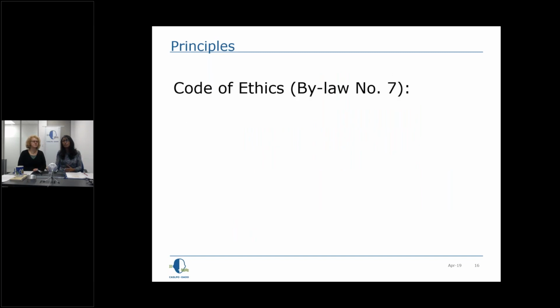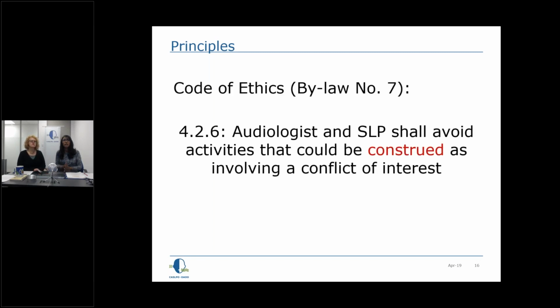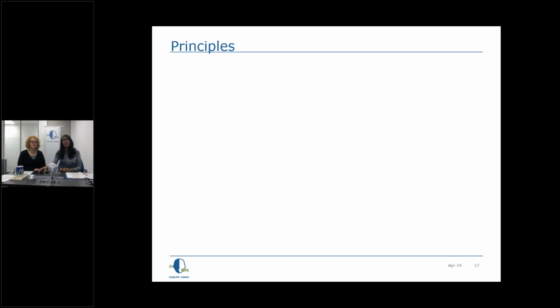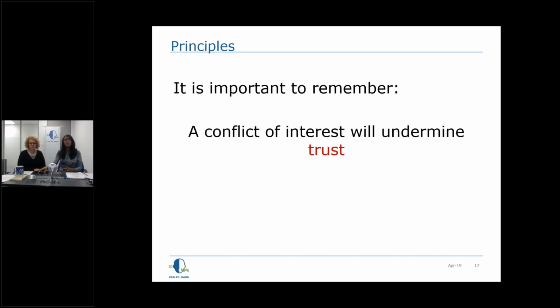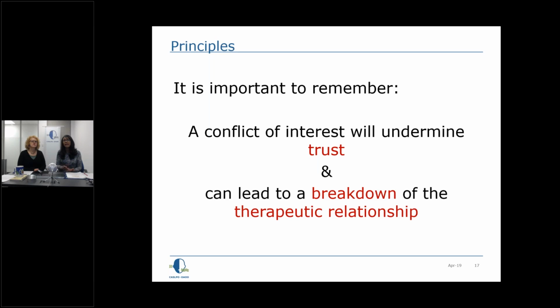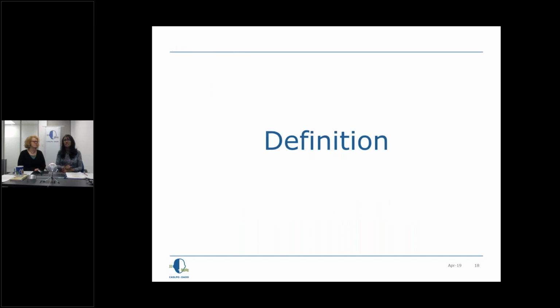Another important principle that's grounded in the standards is from the Code of Ethics, which states, under Article 4.2.6, that all audiologists and speech-language pathologists shall avoid activities that could be construed as involving a conflict of interest. And ultimately, it's important to remember that a conflict of interest will undermine trust, and this can lead to a breakdown in the therapeutic relationship. So I'm going to turn it over to Carol to discuss the definitions.